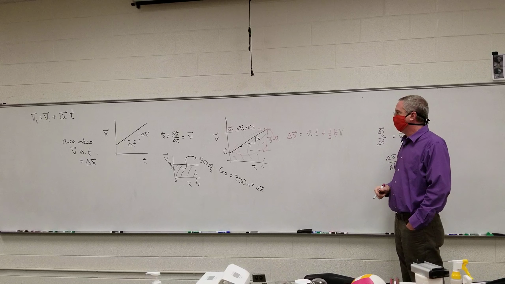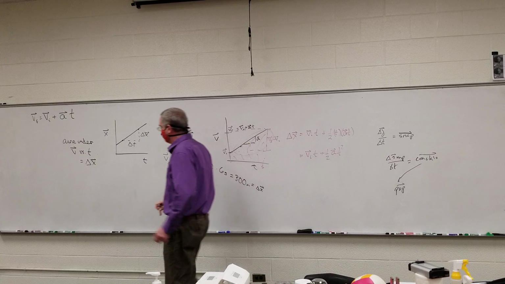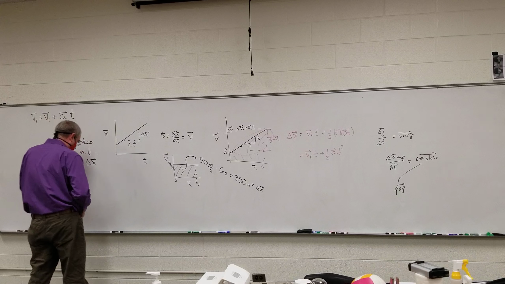Okay. All right, so we have a formula here for displacement. Cleaning up a little bit: VIT plus 1/2 AT squared. And that's the second kinematic formula, at least the second one I'm deriving right now.